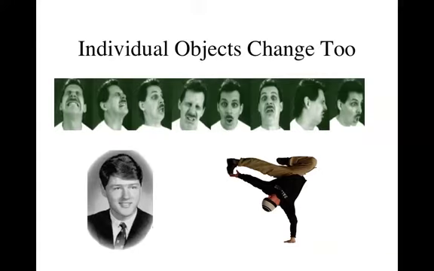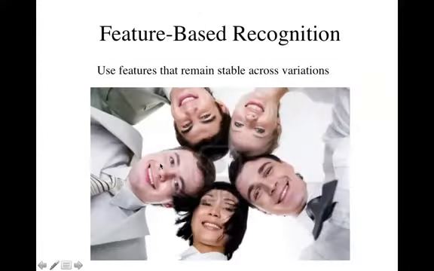So what is this representation that we have that allows us to match all these individual inputs to the same underlying representation? Feature-based recognition suggests that what we do is use features that remain stable across variations. So these are all faces, they're all different, but there are certain similarities. In this case, there are various features that are common across all these different examples of faces.